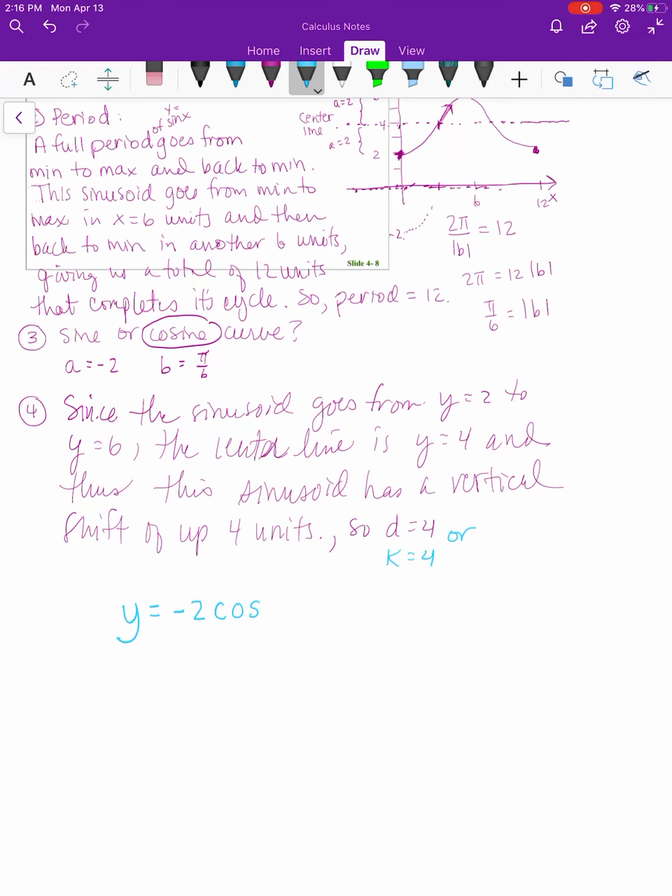So now, last thing we're going to do is write the equation of our sinusoid. y equals -2 cosine of pi over 6 x, plus 4.